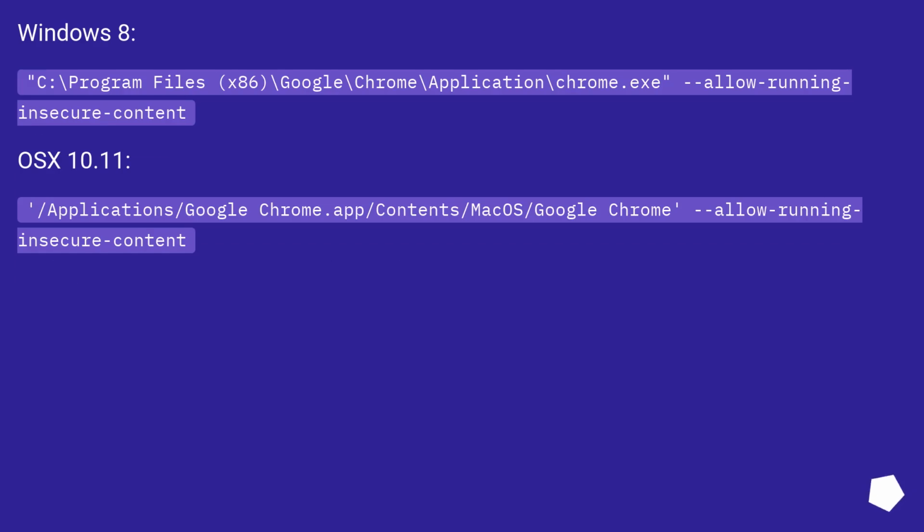Windows 8: C:\Program Files (x86)\Google\Chrome\Application\chrome.exe --allow-running-insecure-content. OS X 10.11: /Applications/Google Chrome.app/Contents/MacOS/Google Chrome --allow-running-insecure-content.